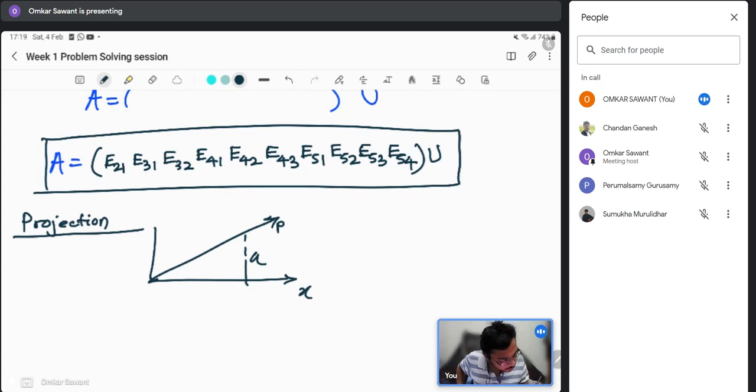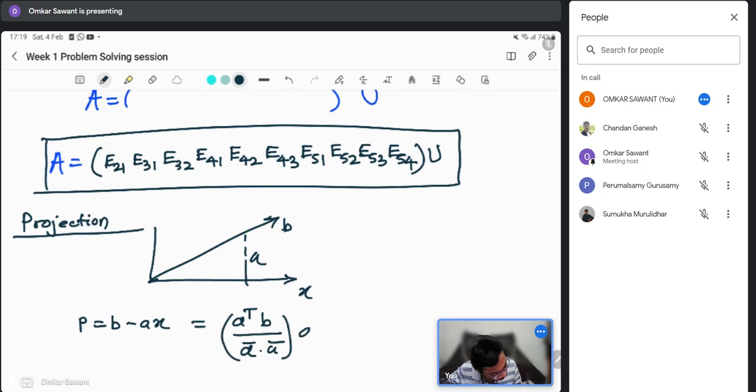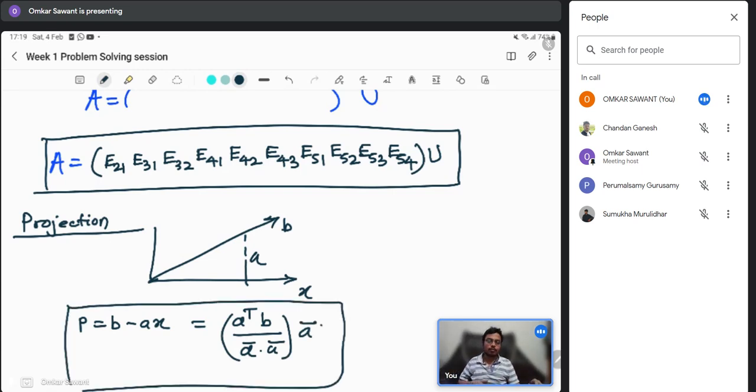What will be the projection of B on X? We want to find out the projection. How will you find out the projection? You must have learned this. So in terms of formula, if we try to write, it will be like this, right? Are you following, guys?